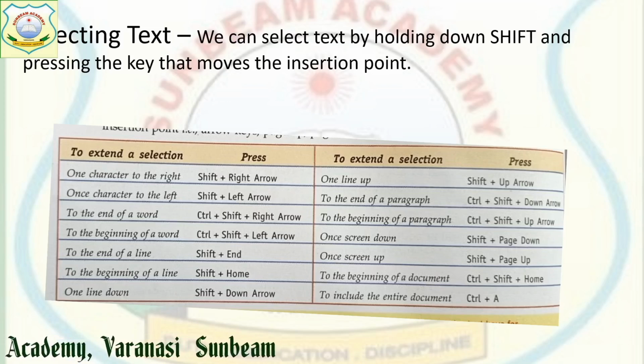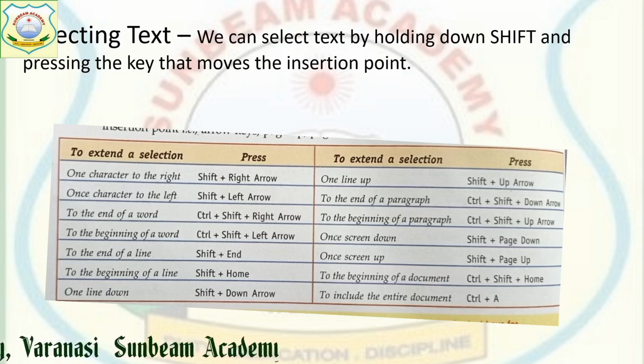Suppose you want to select a complete word from starting to end, then you have to use Control Shift and right arrow key. Wherever your cursor is, from there the first word will be selected. If you again press Ctrl Shift right arrow key, the next word will be selected. Likewise, if you use Ctrl Shift with left arrow key, then it will select the previous words, word wise.